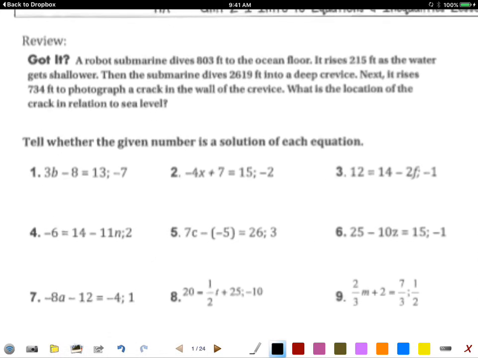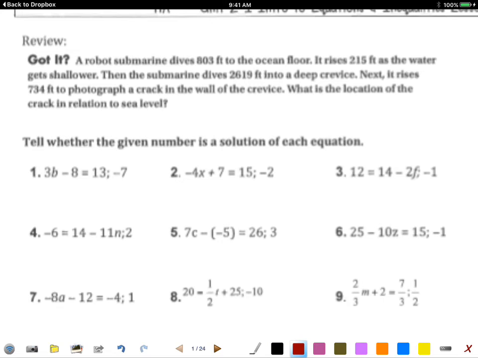This says a robot submarine dives 803 feet to the ocean floor. Then it rises 215 feet as the water gets shallower. Then the submarine dives 2,619 feet into a deep crevice. Next, it rises 734 feet to photograph a crack in the wall of the crevice. What is the location of the crack in relation to sea level? So it's dealing with positive and negative numbers. So we're going to just go ahead and write this out.